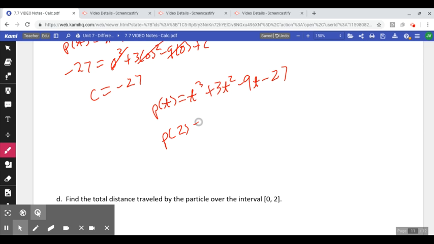I think we already know what P at 0 is. So 2 to the third is 8. And then 3 times 2 squared is the same as 3 times 4, which is 12. And then we've got negative 9 times 2, which is negative 18, minus 27. So let's see, what's this all going to work out to be? That's 8 and 12 is 20, minus 18 is 2, minus 27 is negative 25.